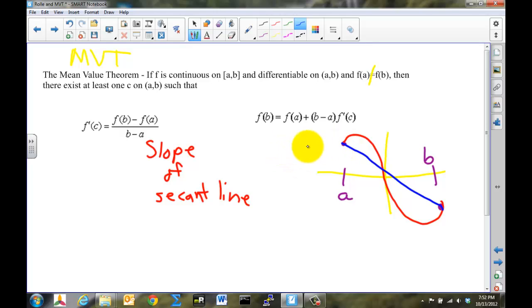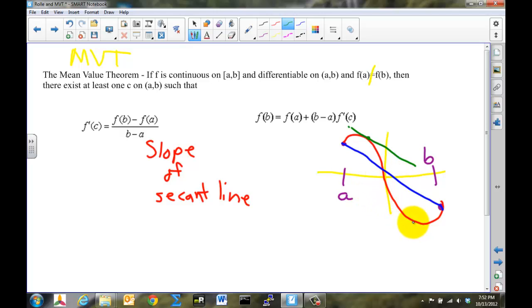And you've been doing that since Algebra 1. It's y2 minus y1, which is your F of B minus F of A, over x2 minus x1. So this right side is not really calculus, it's pre-calculus, it's Algebra 1. What does the mean value theorem say? That if we've got a secant line here, then there has to be at least one point in here such that if we draw that line, it's going to be parallel to this one. It's going to have the same slope as this line here.